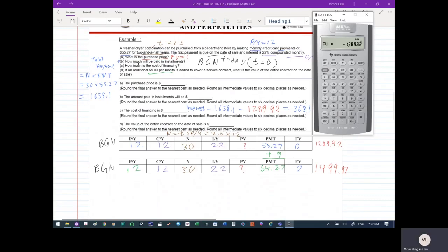Part B, we're looking at how much will be paid in total installments. So part B, we're looking at total payments. Total payment is just the number of payments, which is N, times your payment amount each time. So we have 30 payments, and each payment is $55.27. So our total payments, total installments, is $1658.10.